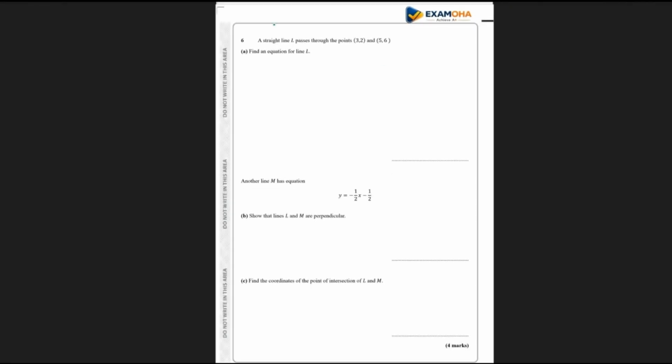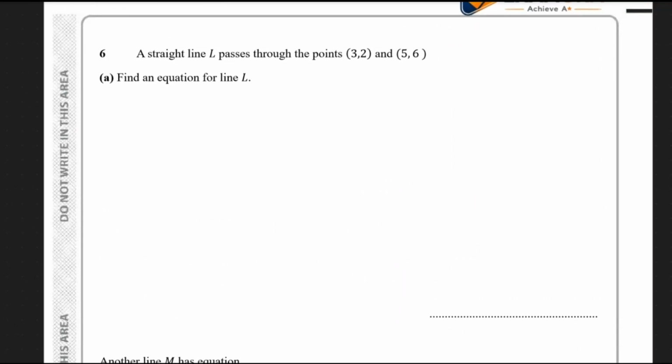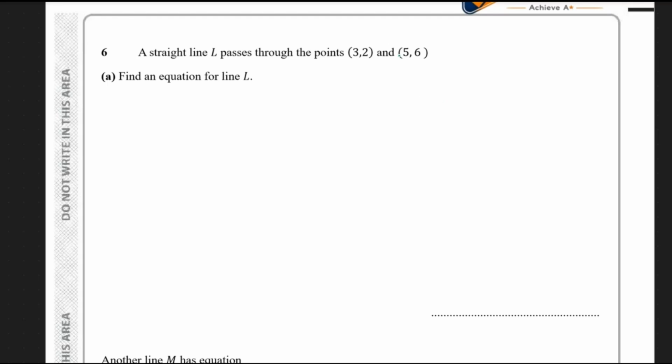This question asks you about a straight line L that passes through the points (3, 2) and (5, 6). Find the equation of L. Usually the best thing to do before starting the question is to name your points so you avoid any confusion afterward. So this is x1, this is y1, this is x2, this is y2.